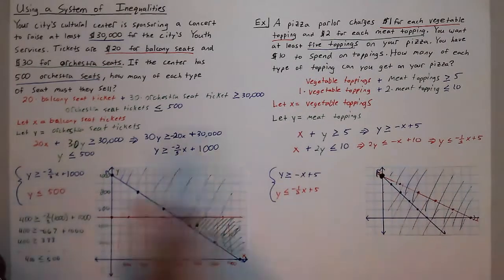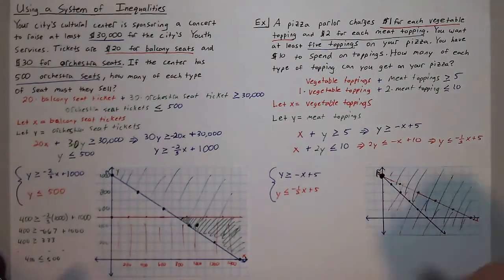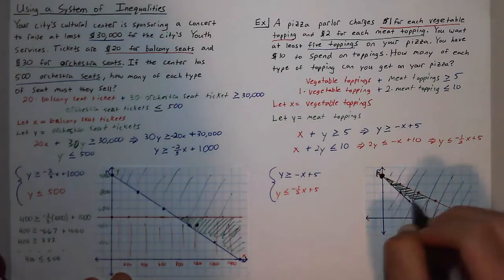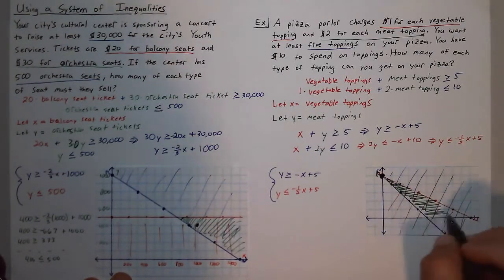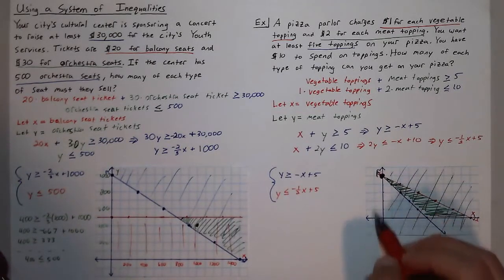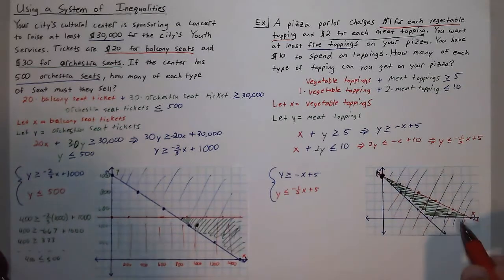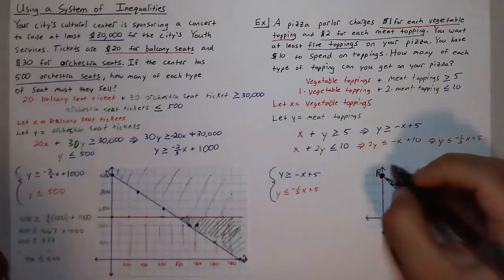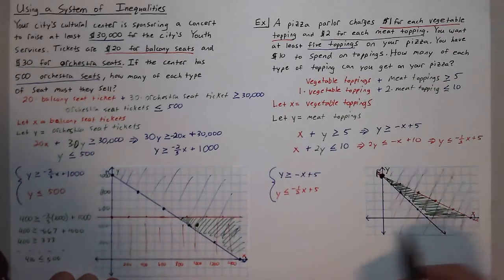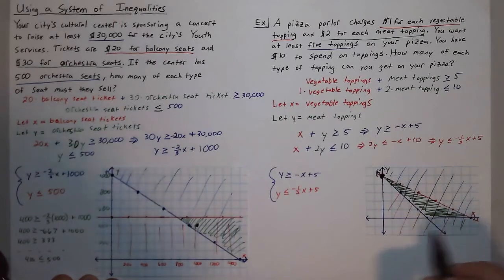So I see an overlap between these two lines. Now one thing you're about to notice me do is I'm going to stop right at the x-axis. The main reason being is my vegetables, represented by the x-axis, normally I couldn't get any negative vegetables, so to go below this x-axis means I would have negative meat toppings, which doesn't make any sense. I'm going to stop there because I can't really have negative toppings.